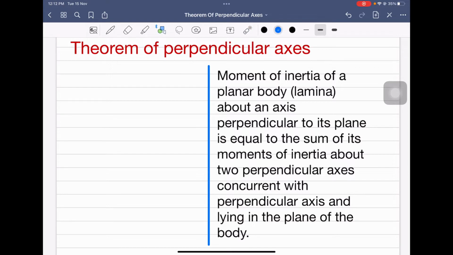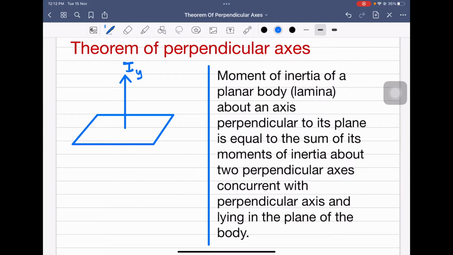Let me draw a diagram. We have to consider one planar body. So this is the planar body. Now, the theorem of perpendicular axis is defined for a planar body, correct? And we should consider an axis perpendicular to the plane. Say the moment of inertia of this axis is Iy.